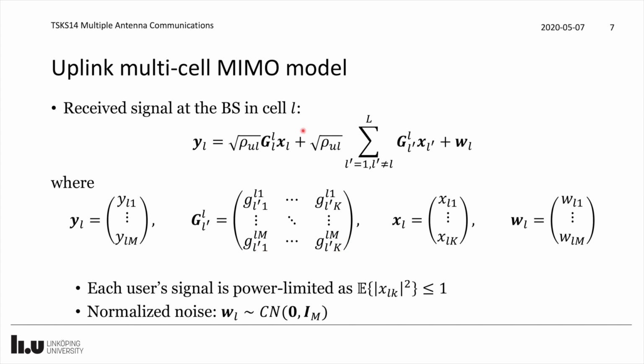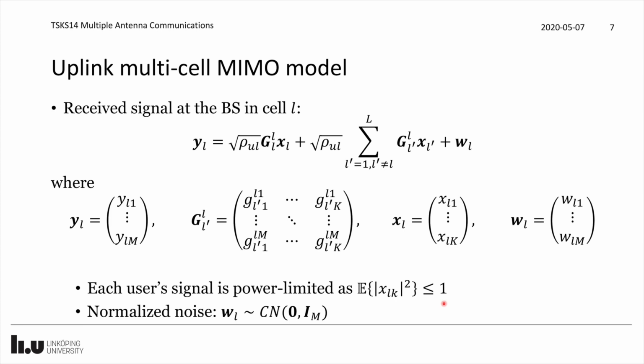And then here we have a transmitted signal from the different users in cell L, x_L, and it contains x_L1 to x_LK. So it's a K-dimensional vector, just as this channel matrix is an M by K matrix, so we can multiply them together. And we then have the signal from user 1 in cell L down to the signal from user K in cell L. And each user signal is power limited, such that if we take the absolute value squared and compute the expected value of it, it should be smaller or equal to 1. So it's normalized because it's this rho uplink term here that is describing the total power that the user can use. And then if it selects a 1 here, then it's using the full power. If it selects something smaller than 1, well, then we are not using all the power that is available to us.